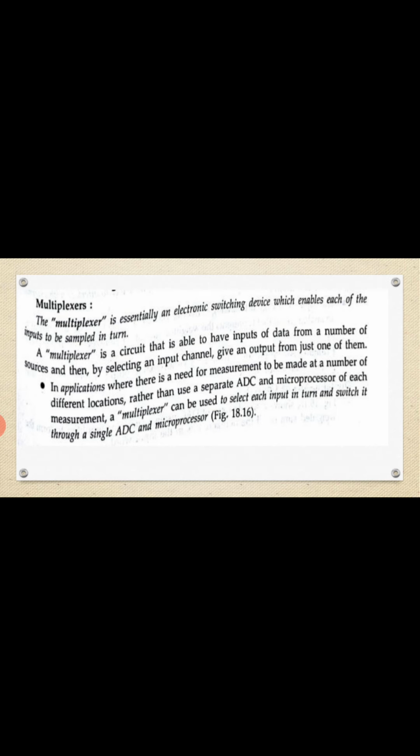In applications where measurements need to be made at a number of different locations, rather than using a separate ADC and microprocessor for each measurement, a multiplexer can be used to select each input in turn and switch it through to a single ADC and microprocessor.